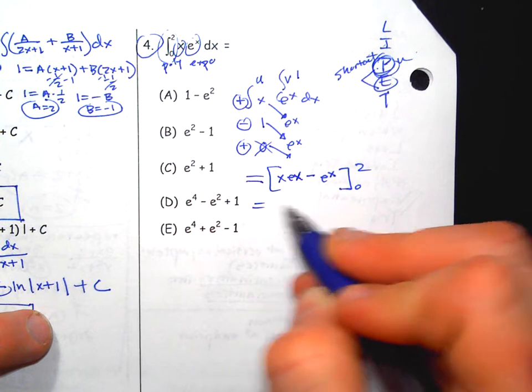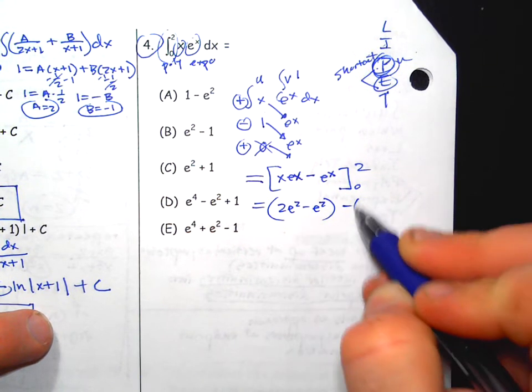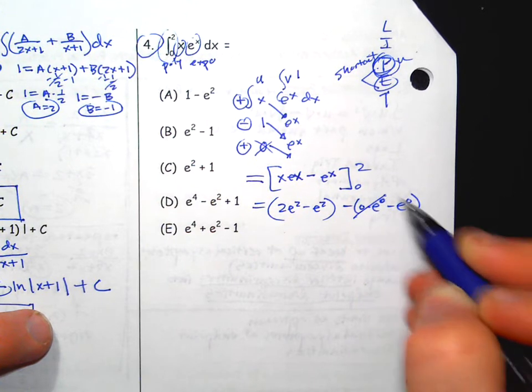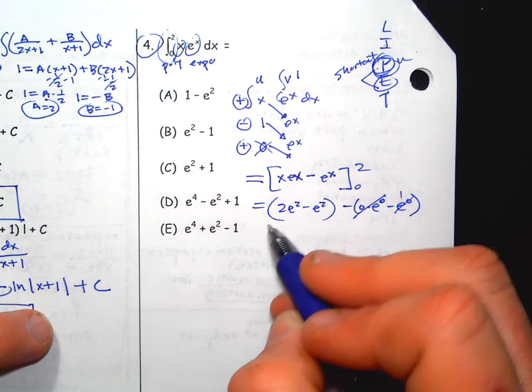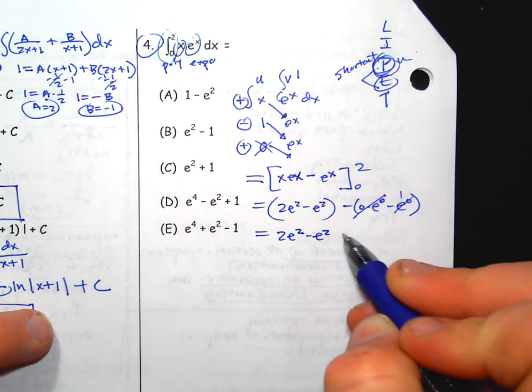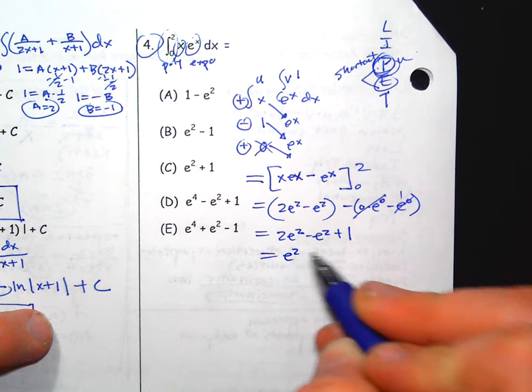So it's going to be 2e to the 2 minus e to the 2 minus 0 times e to the 0 minus e to the 0. That goes away. That's a 1. So we get 2e squared minus e squared plus 1. These are like terms, so that's 1e squared plus 1.